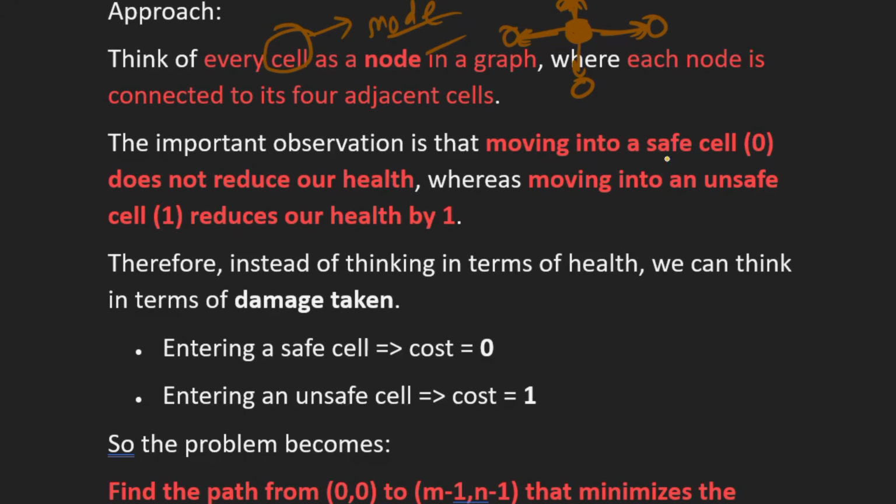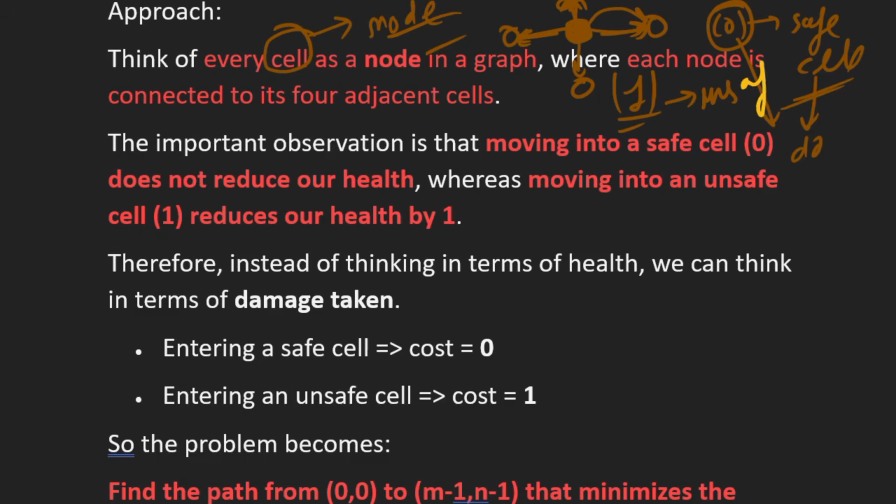And now as we know, if we move from this node to a cell whose value is 0, that means that particular cell is a safe cell, because that cell does not reduce our health. If the value is 0, then our health will not be reduced. But if you move to a cell whose value is 1, that means that cell is an unsafe cell, and our health will be reduced by 1.